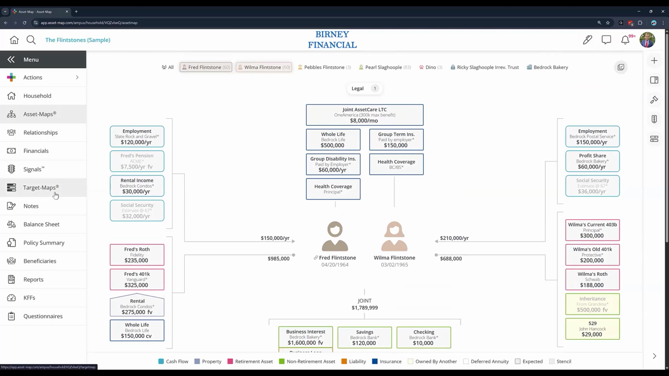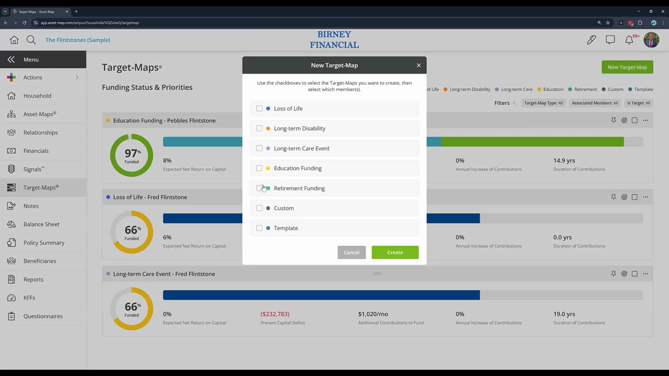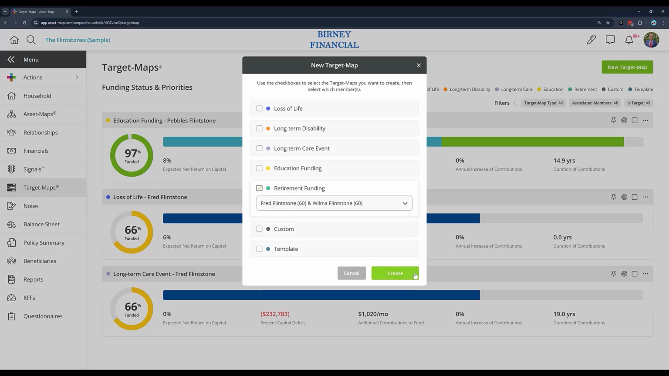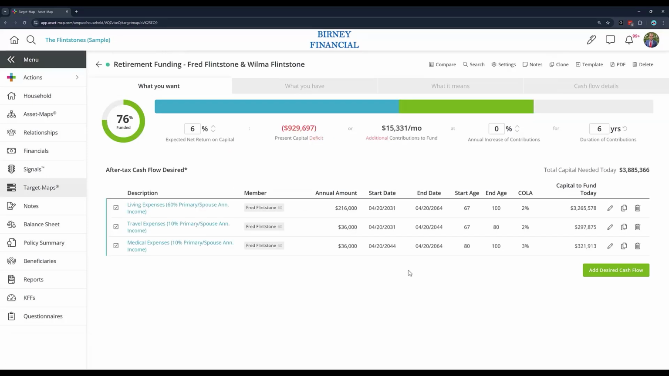Let's head over to the left, click into target maps, do a new target map up here in the top right, and choose retirement funding as my starting point. Choose Fred and Wilma as my target and click create. Now, in a matter of seconds, we've got our starting point. What do we want? Well, I know what my defaults say, but I want to make sure I put Fred and Wilma's numbers in here so I can override any of these.